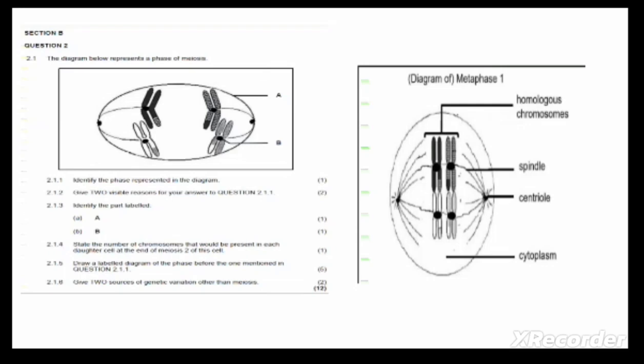Identify part labeled A. Part labeled A, that is a cell membrane. Identify part B, that is a centromere, because that is the one that keeps the chromatids together. Let's look at the next question.